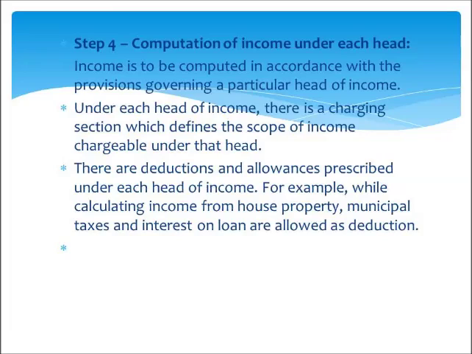So under each head there is one charging section, and they also prescribe the rates at which your income will be charged, and they give the various deductions and allowances prescribed under each head. Like in salaries, we have house rent allowance, education allowance, and so many different types of allowances that are deducted from your salary, and the remaining portion is only taxed. Similarly, while calculating income from house property, municipal taxes and interest on loan are allowed as deduction. So we have these types of deductions and allowances in each head of income.